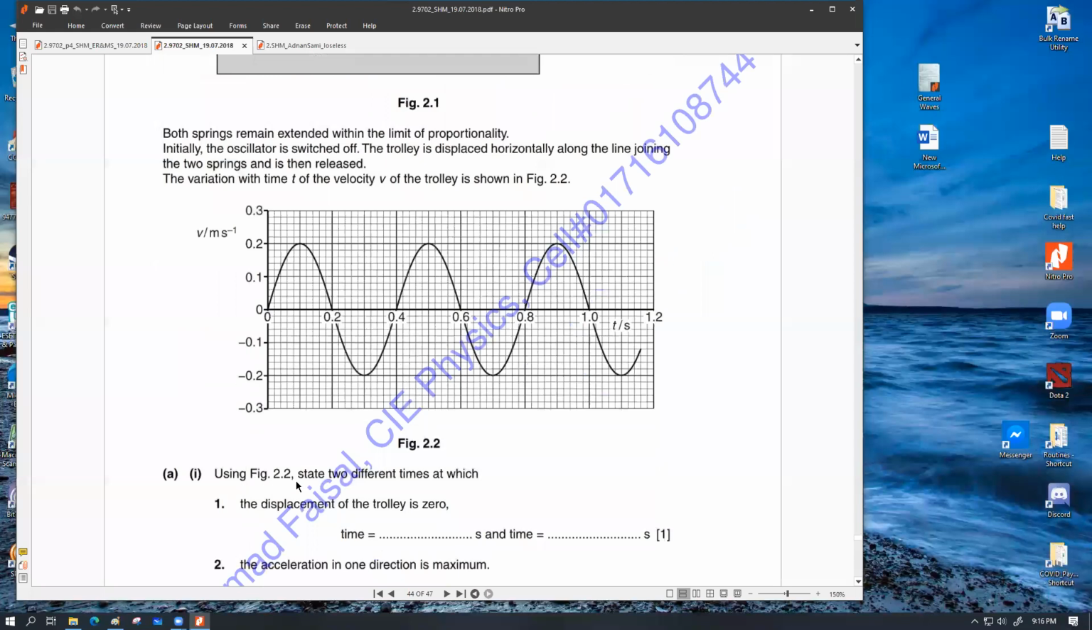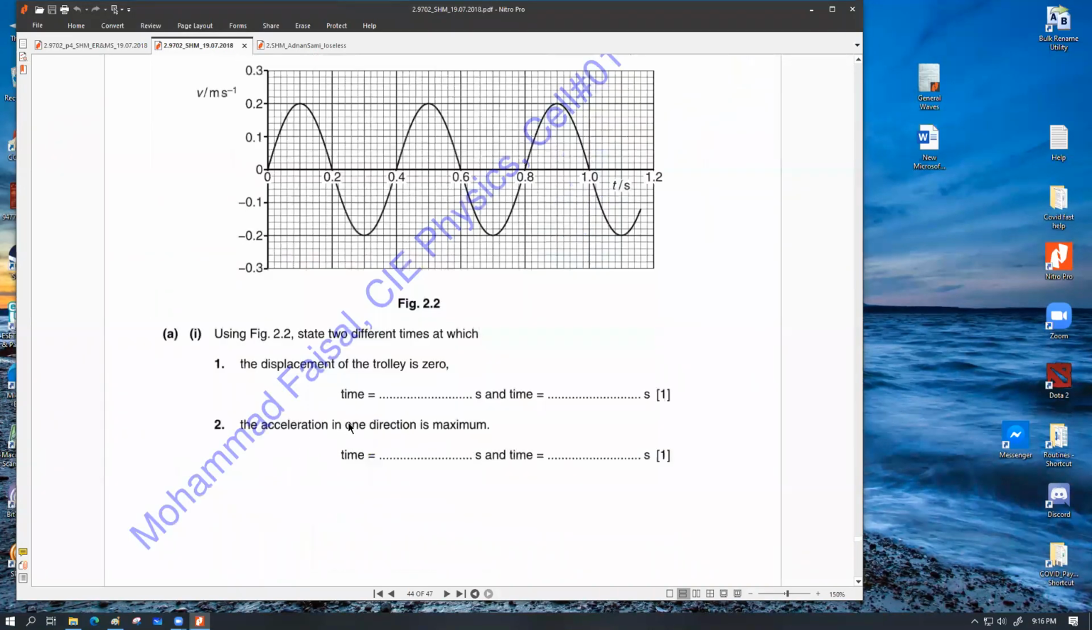Using figure 2.2, state two different times at which the displacement of the trolley is zero. Displacement of the trolley would be zero when the velocity is maximum. So find out any of the positions on this entire graph where velocity is maximum, either in positive or in negative direction. This might happen at 0.1 second, or 0.3 second, 0.5 second. Any of the peak values or the trough values you can choose, and you can write those two time frames.